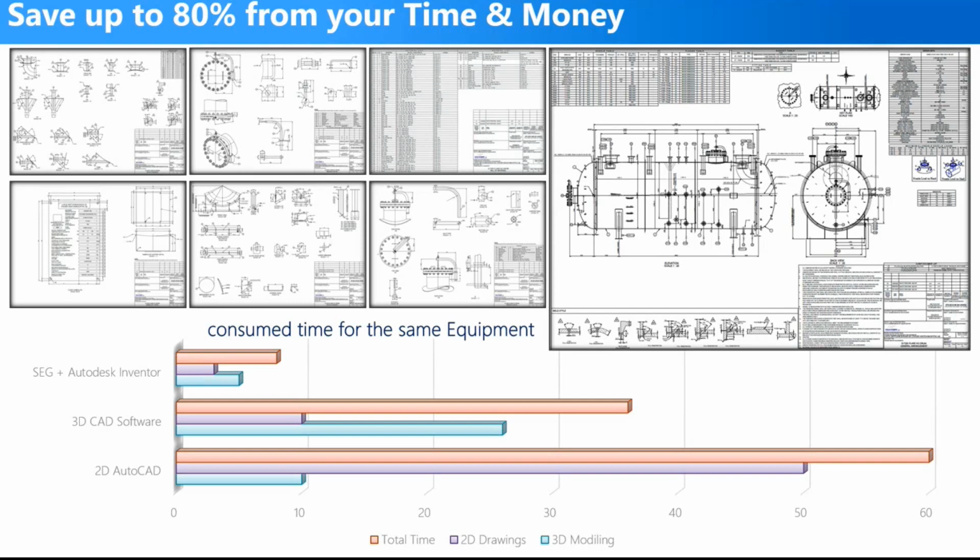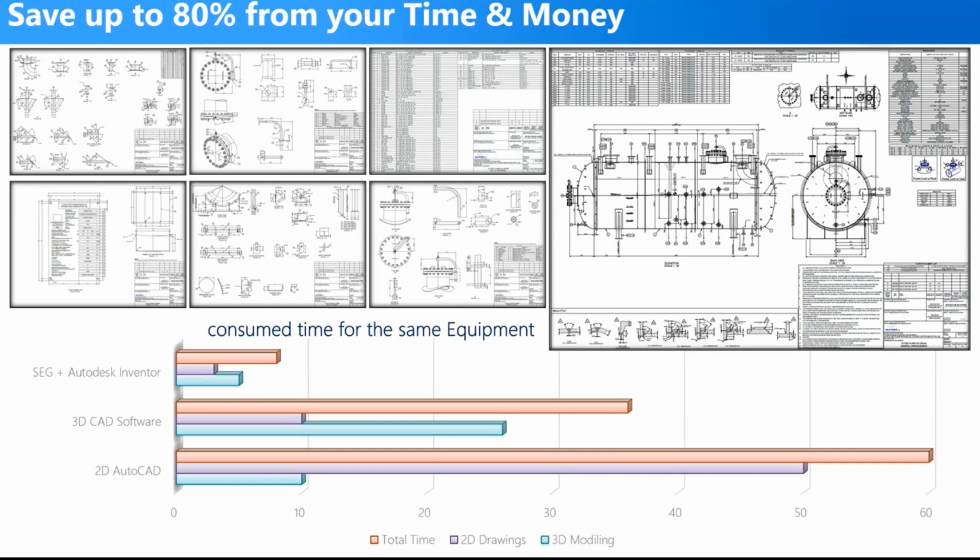For the first case, using AutoCAD only, we consumed around 50 hours to generate the fabrication drawings for this equipment, for the GA and bill of material, and the other details like manways, saddle detail, nozzle detail, all of that. Using pure CAD software like SolidWorks or Autodesk Inventor, we consumed around 24 hours to generate the 3D model and around 10 hours to generate the fabrication drawings. The total is around 35 hours to generate both.